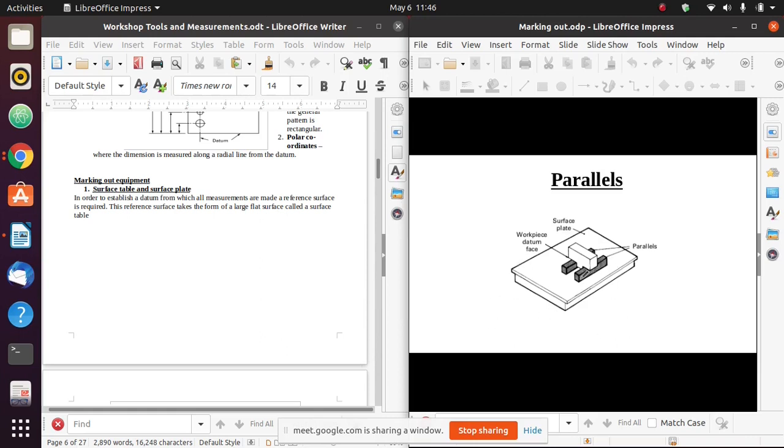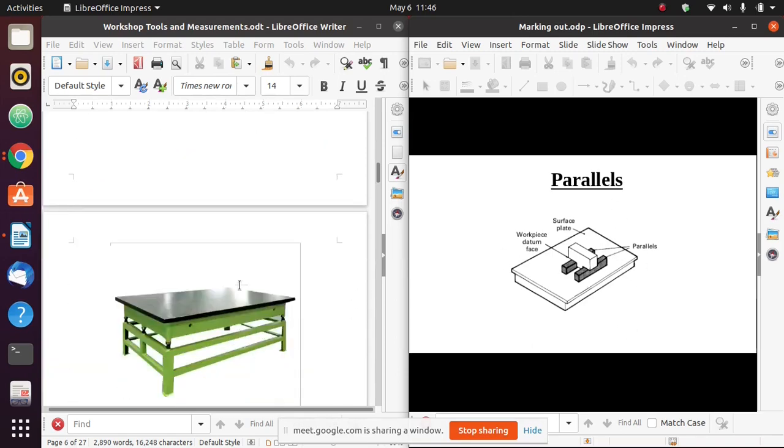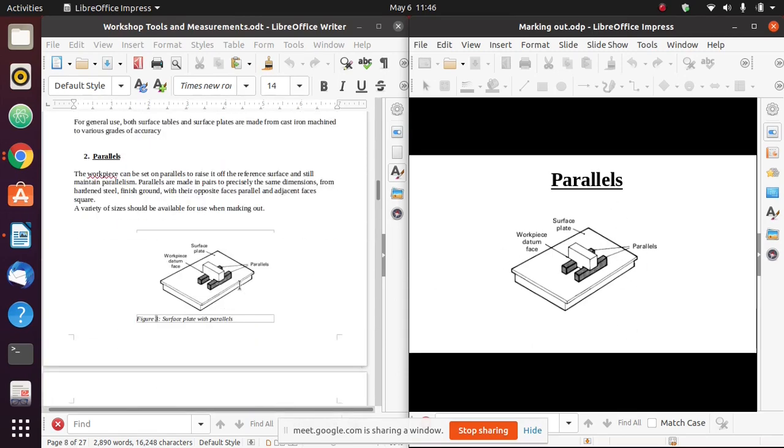Now, I can use some other tools known as parallels. If I want to raise my workpiece a certain height from the reference surface or the reference table, what I use are parallels. They are flat in nature, such that they are machined. They are precise in the sense that their squareness and their accuracy ensure that they are flat in nature. They are parallel to that surface.